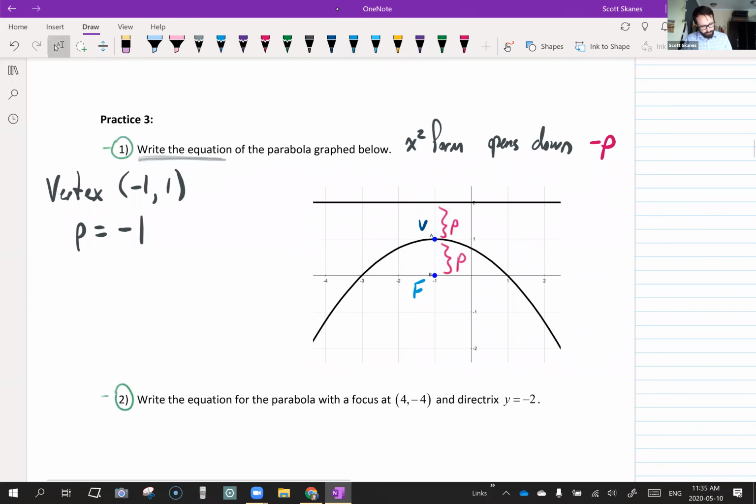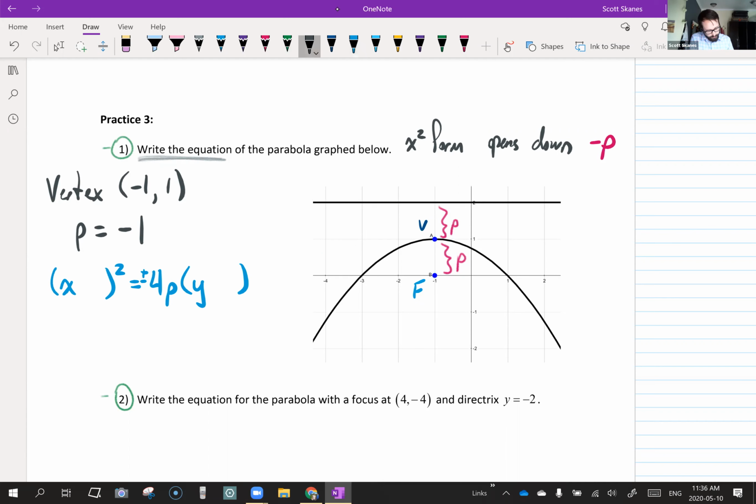X squared form, remember, looks like this. I'll write this down here actually. The equation is going to look like this: x plus or minus something, squared, because it's x squared form, equals 4p times y plus or minus something. So we just need to fill this in.